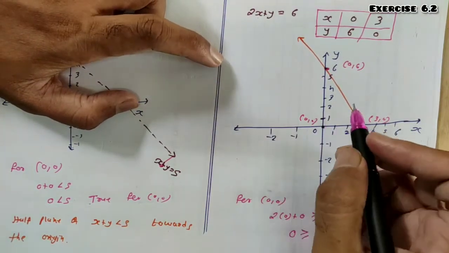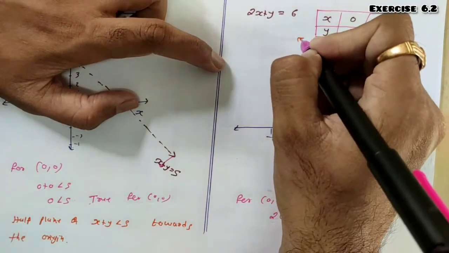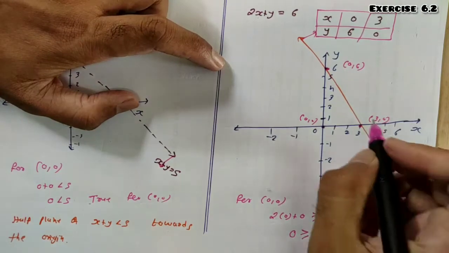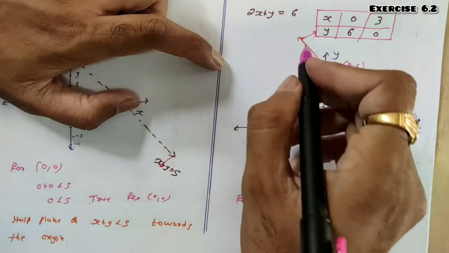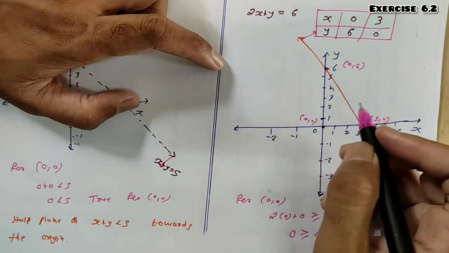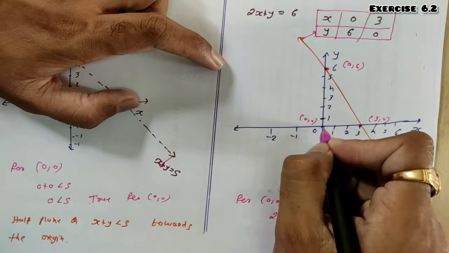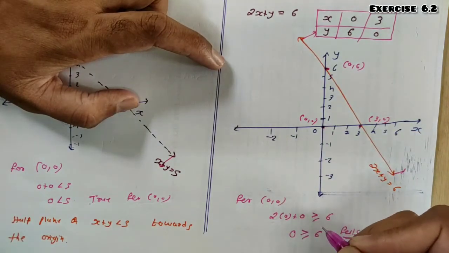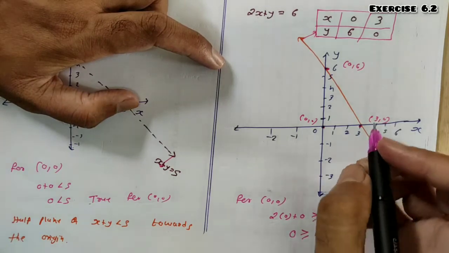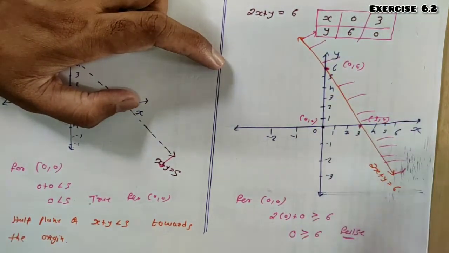So therefore we have to consider the upper half plane. Done. So here the solution is the upper half plane, that means the half plane which is away from the origin. When you draw this line, the plane is divided into two partitions: upper half plane and lower half plane. The lower half plane contains our origin, and the origin is not satisfying our inequality. Therefore our solution is the upper half plane, which is away from the origin.